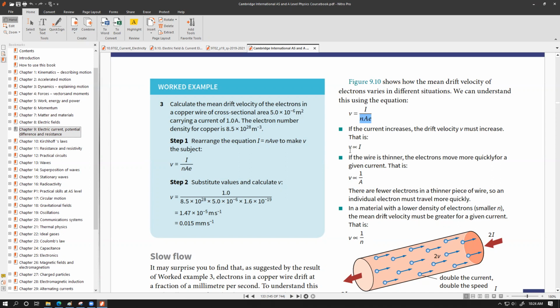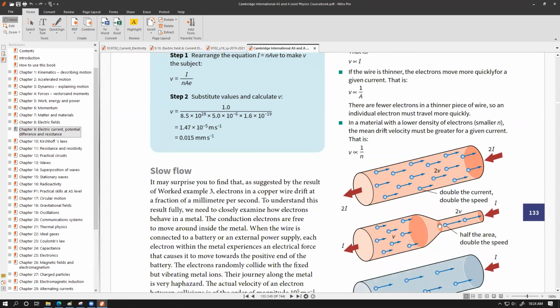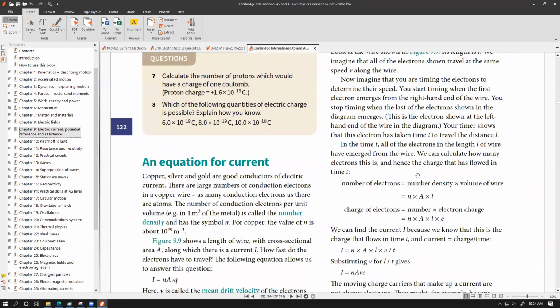So in this case, v is proportional to I, which means if drift velocity increases, current will increase. And similarly, if the wire is thinner, the electrons move more quickly for a given current, which means if you have two wires connected over here, here they have shown a good example. Let's have a look. Where was the original figure? So the original figure was this one.